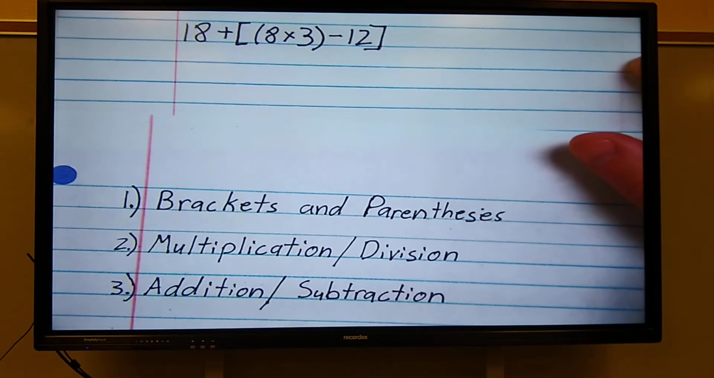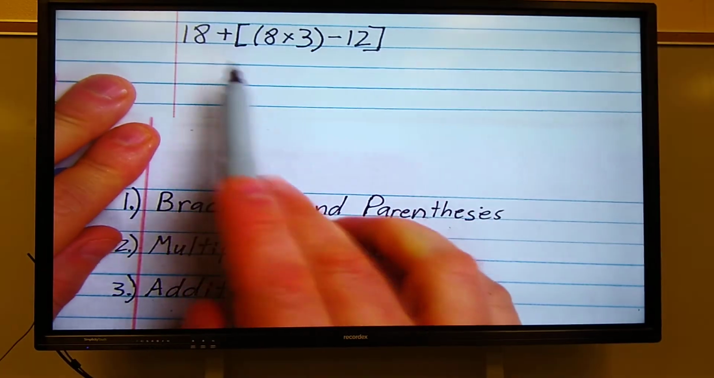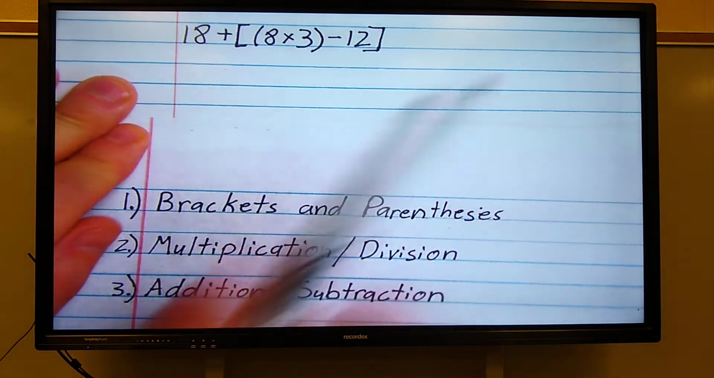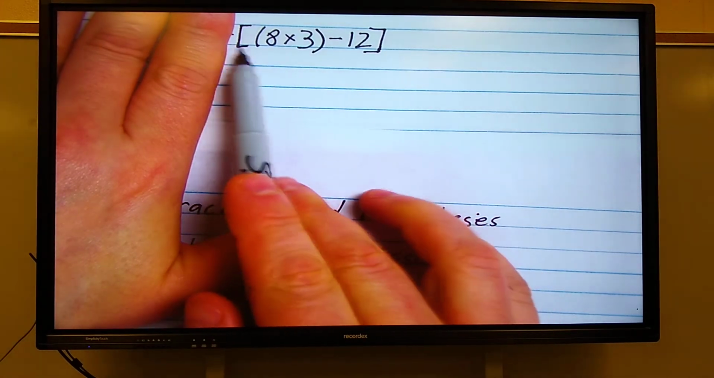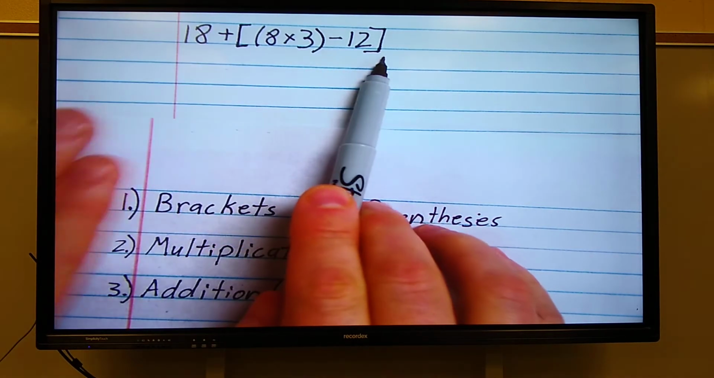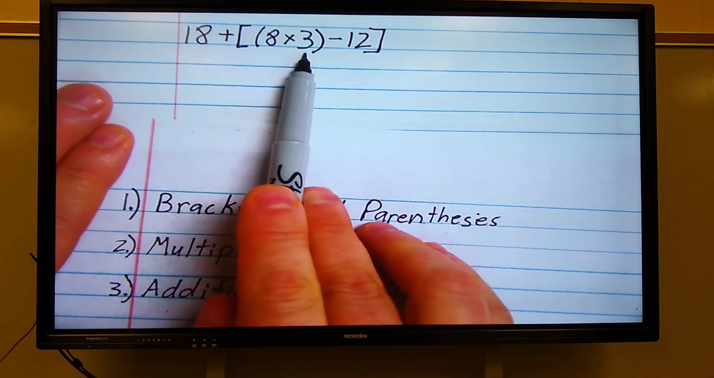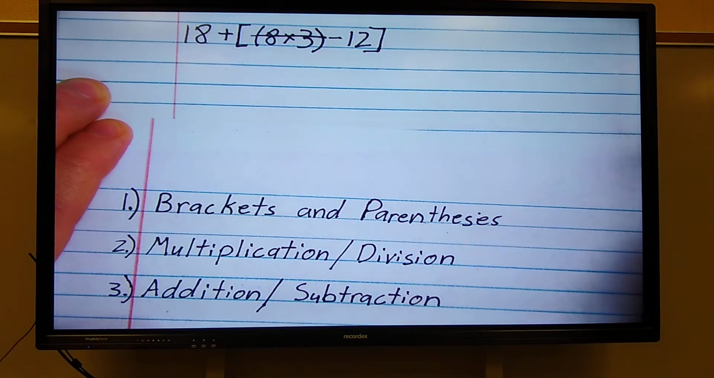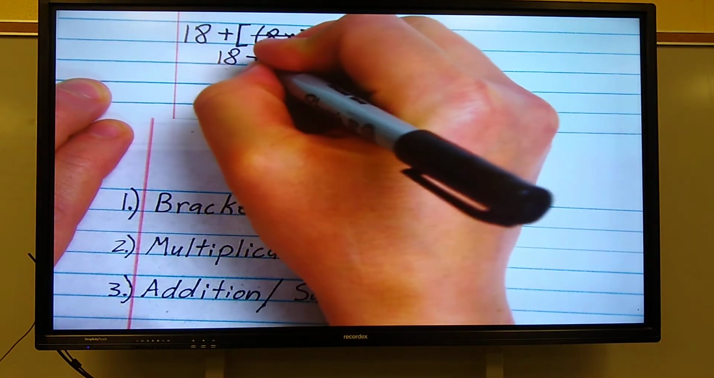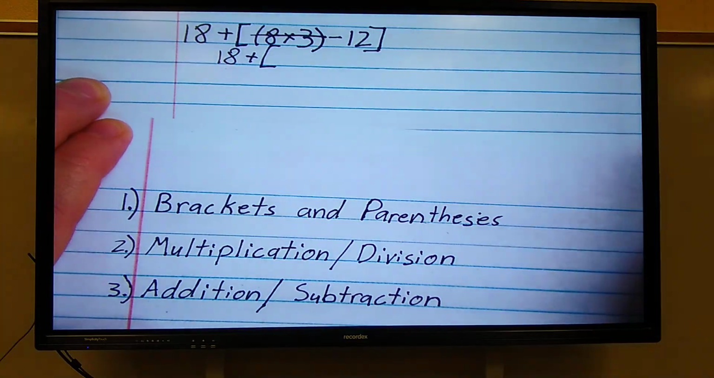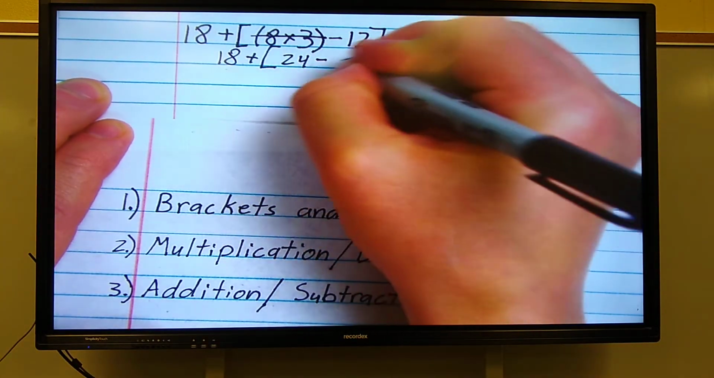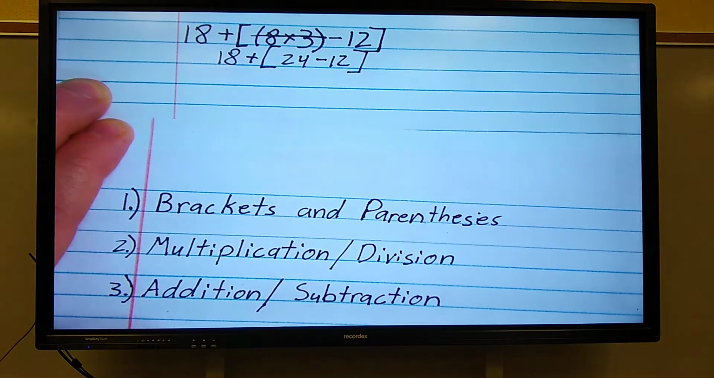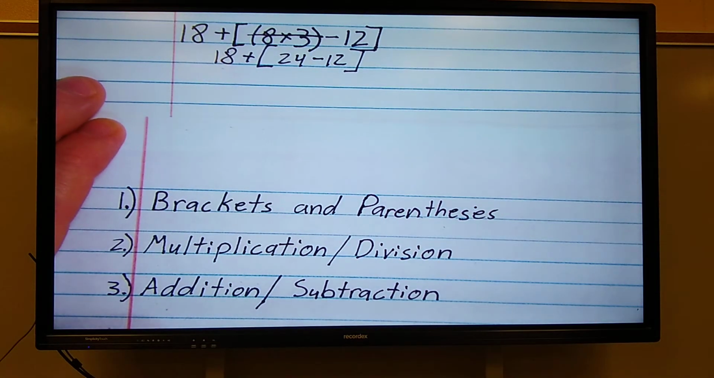All right, I have brackets. That means this 18 plus, I'm not going to do that to the very end. I got to solve what's inside these brackets first. 8 times 3 is in parentheses, so I must do that first. 8 times 3 is 24. So, 18 plus brackets 24 minus 12 brackets. Brackets continue to go down until I have done all that is in the brackets.